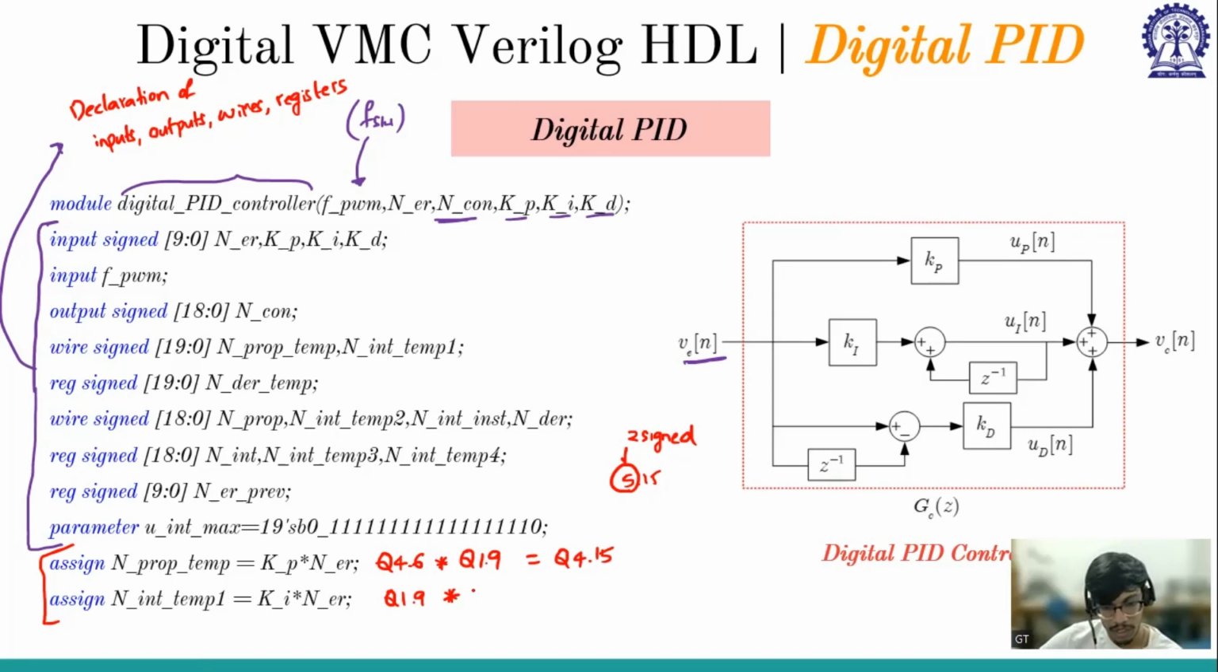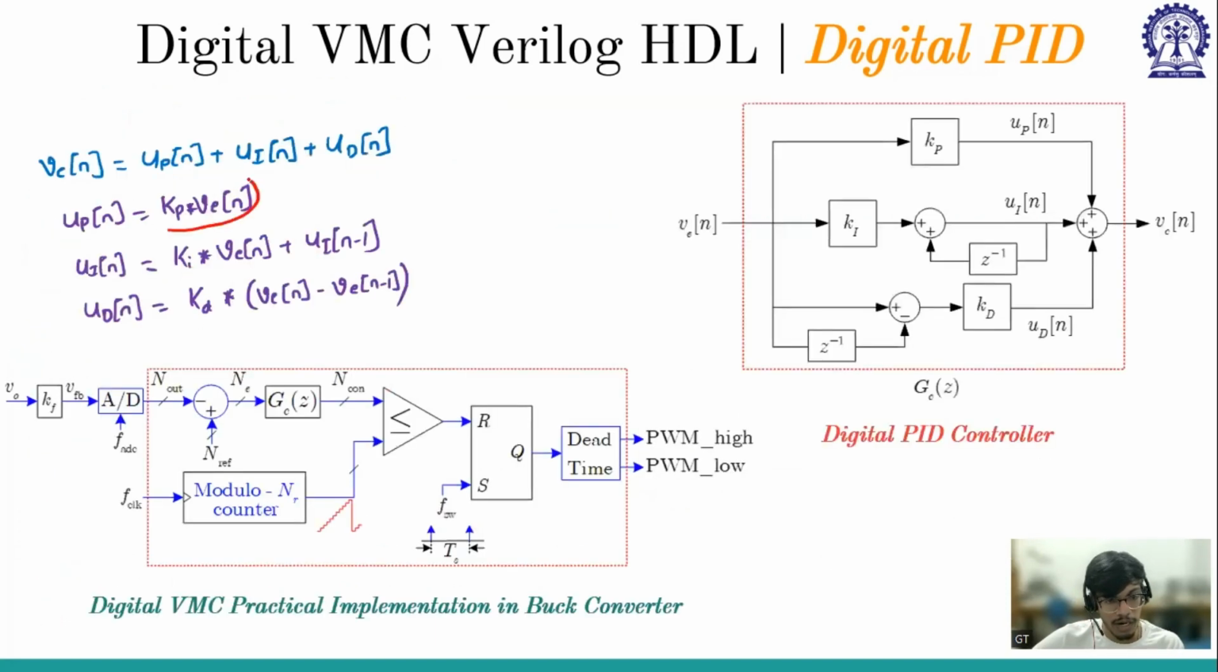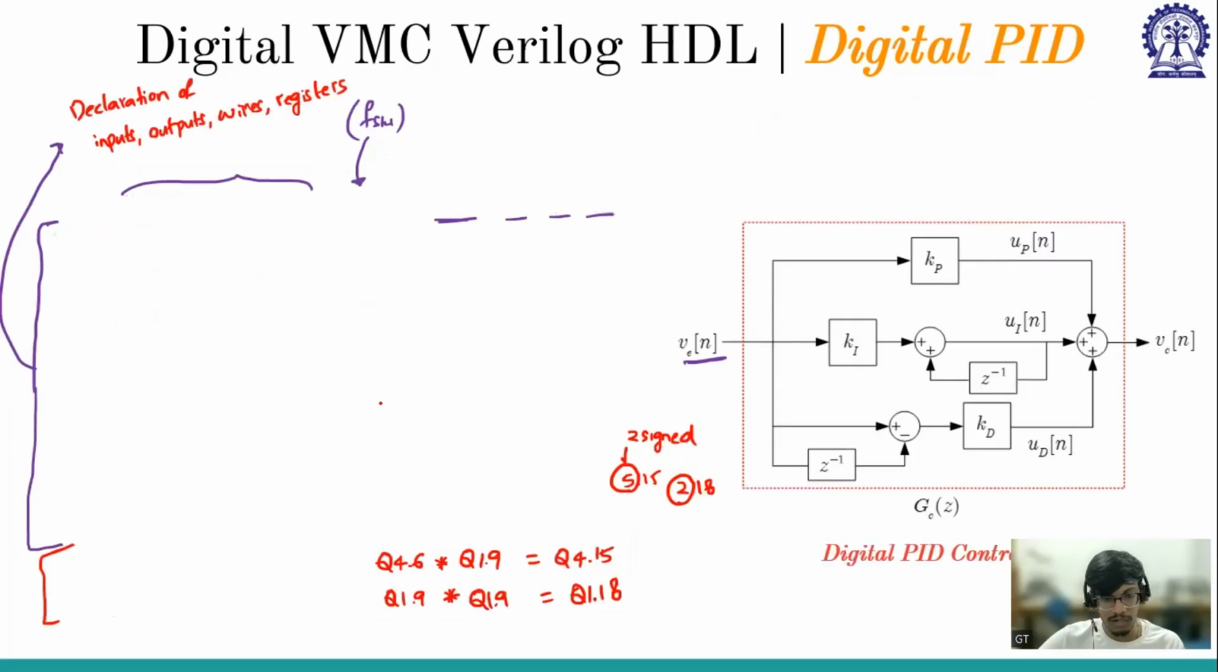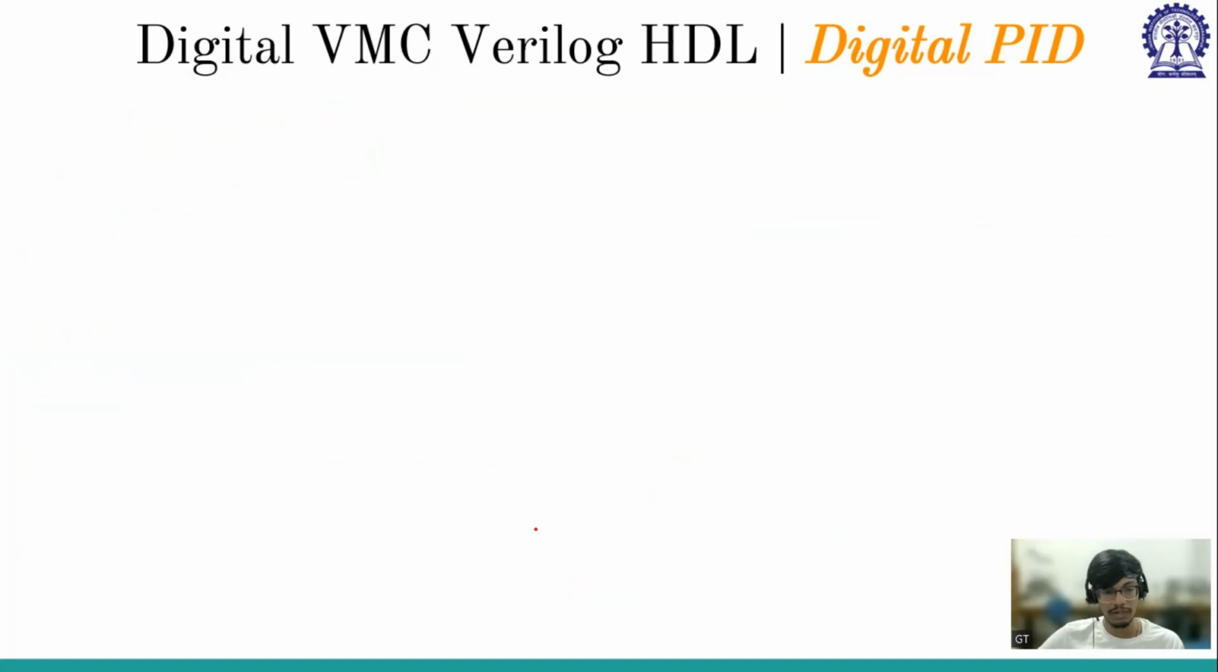Okay. And Q is again 1.9. So it will be 2.18. But again, it has two sign bits. So it will be Q1.18. So whatever SAR is doing, this operation KP into V error and KI into V error, this part SAR has done. So this is Q4.15. This is Q1.18.